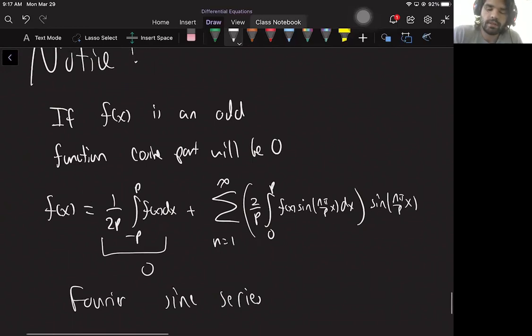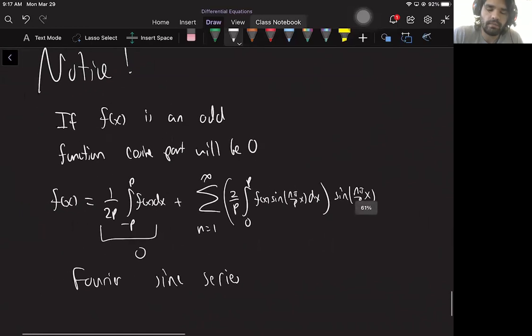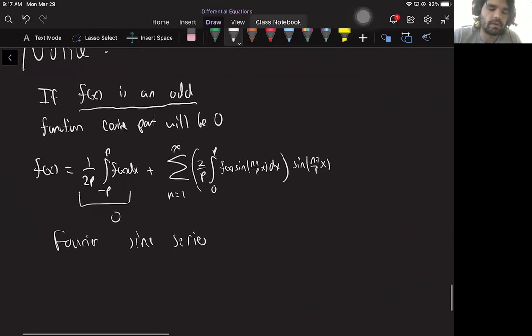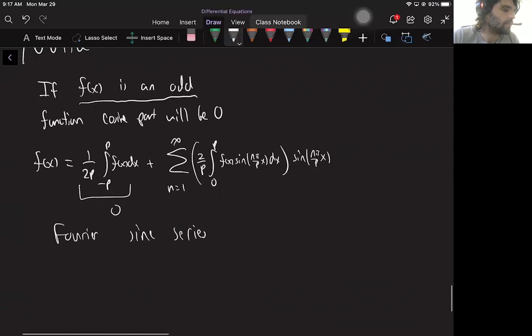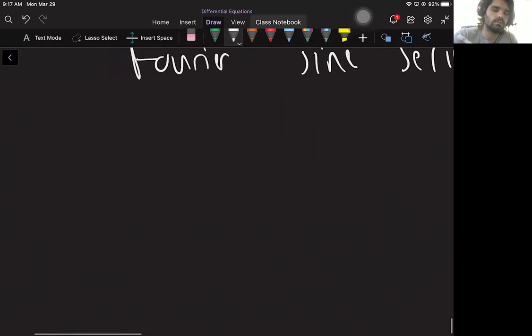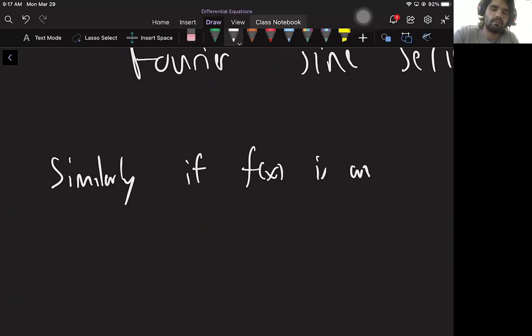And so what we might expect is some sort of duality. Meaning, that's going to always happen every time if f of x is odd, and if f of x is even, maybe the opposite will happen. And that is exactly what works. So let's do that. Similarly, if f of x is an even function, the sine part will be 0.